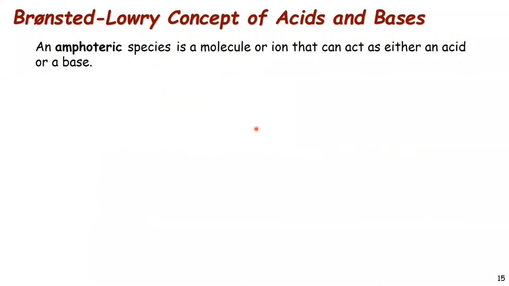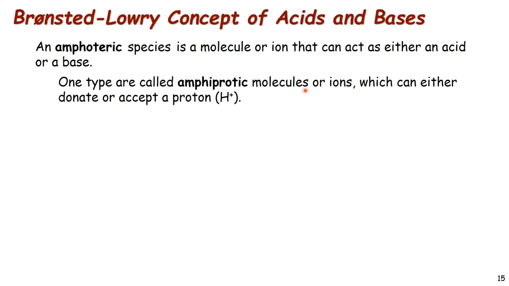Okay, next I want to talk about amphoteric species. These are molecules that can either act as acids or bases. This is going to be an important definition in organic chemistry, amphoteric. But we're going to specify one type of amphoteric species, and we're going to call it amphiprotic. We'll talk about amphoteric again later on in coming chapters, but for right now, we're going to concentrate on a subtype, which is amphiprotic.